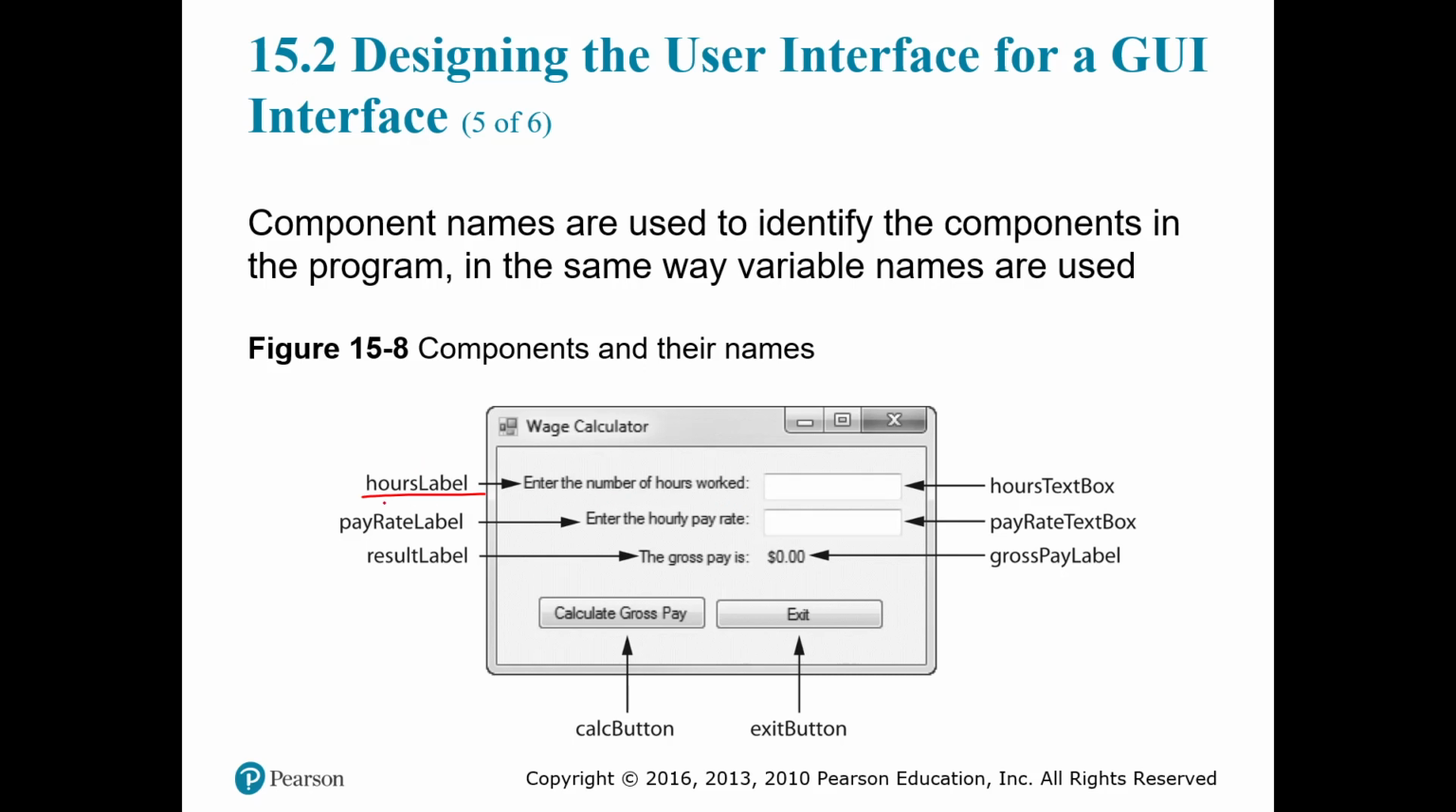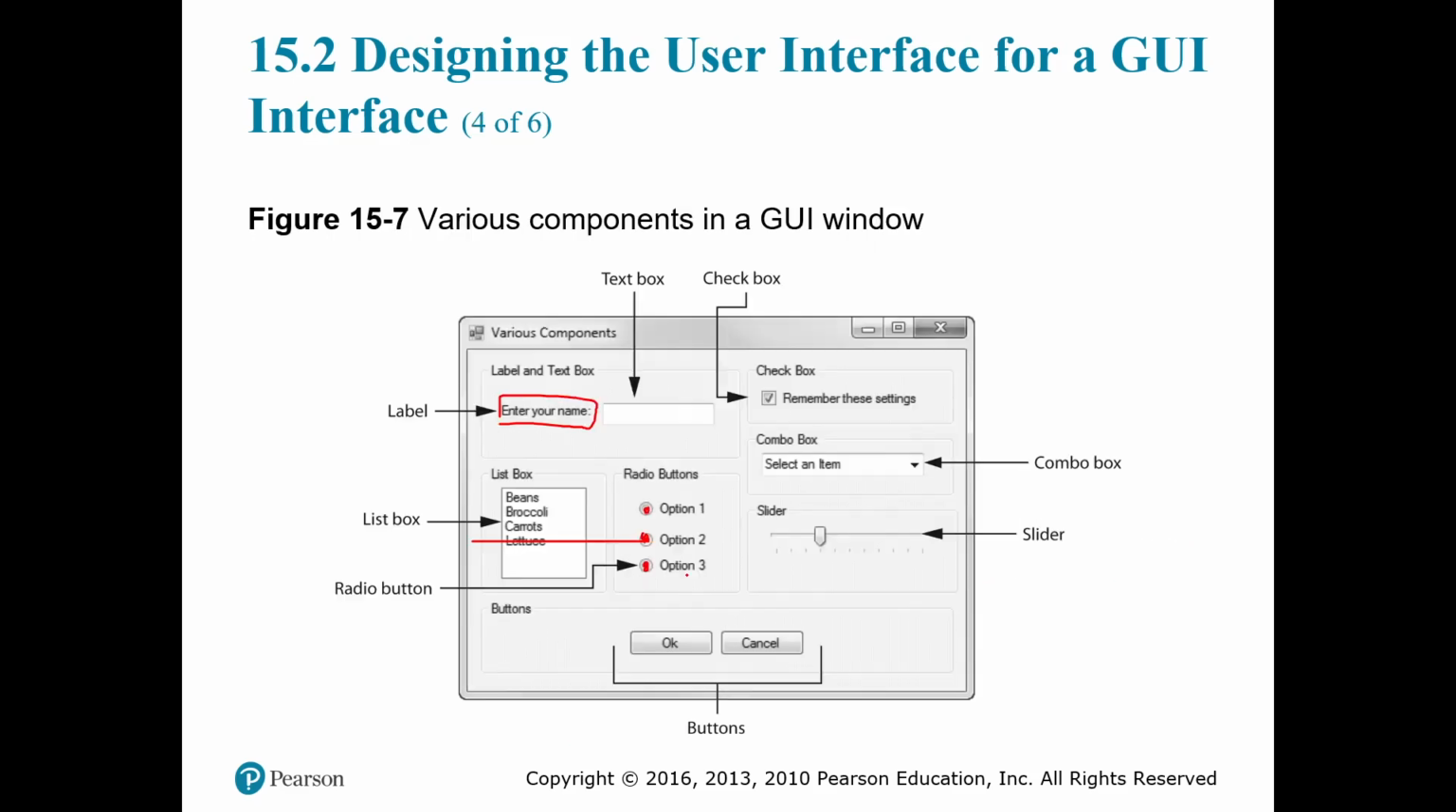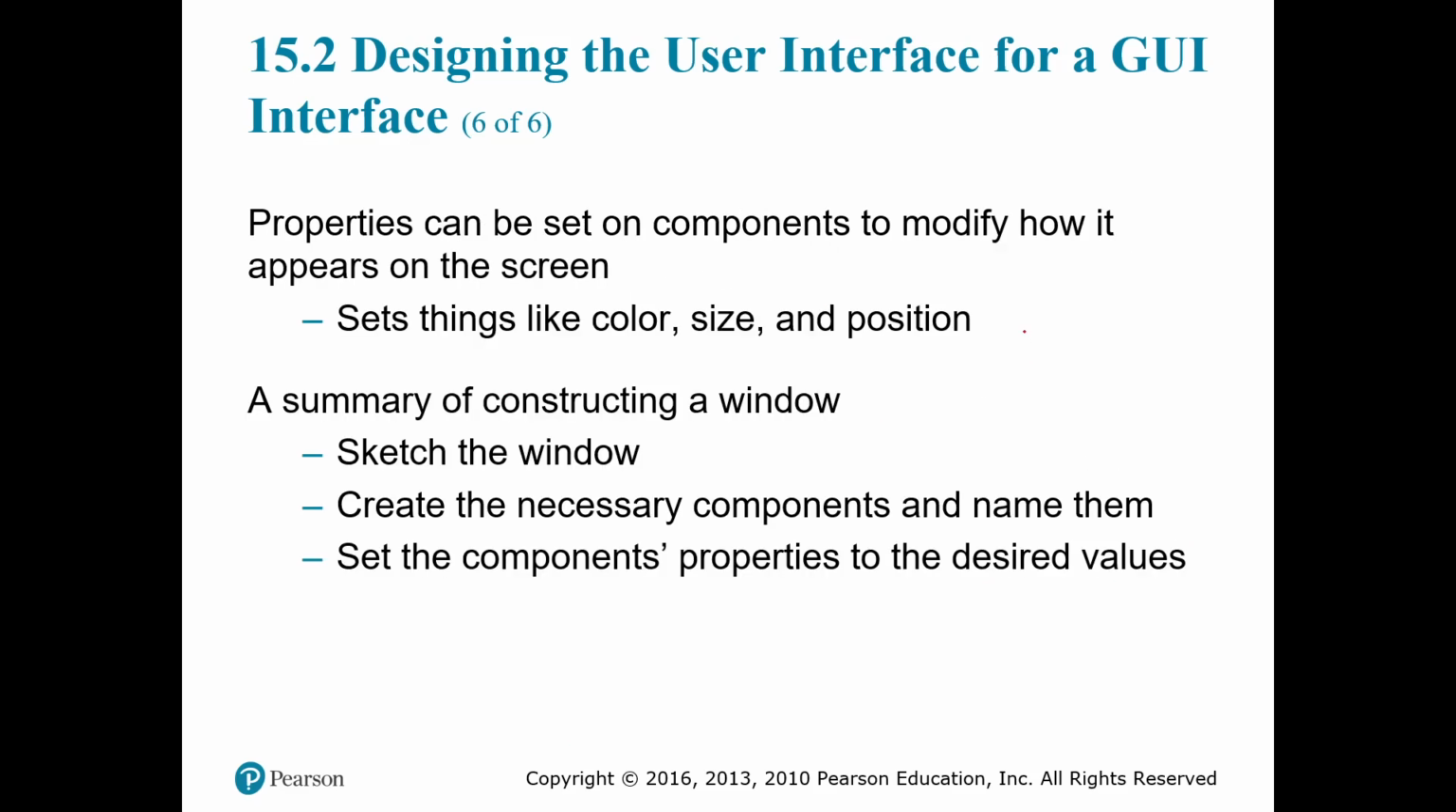So this one will be called the hours label, and this one will be called the hours text box. So each of the components will have their own name. As you can see here, pay rate label, results label, gross pay label, pay rate text box, and then calculation button and exit button. By using HTML and CSS, you can set properties on each component, things like color, size, position. You can change the way it appears on the screen by using properties.